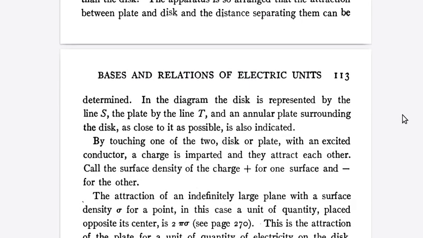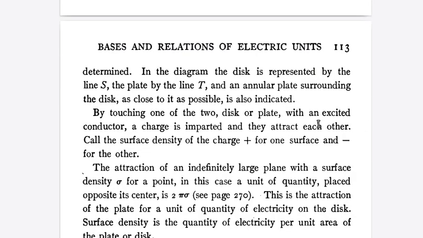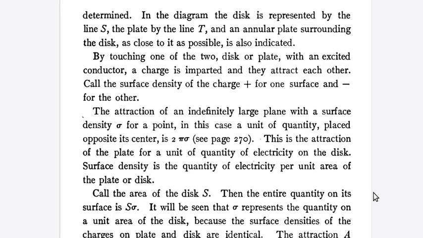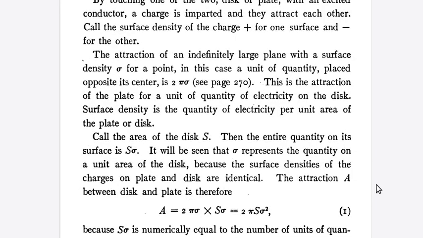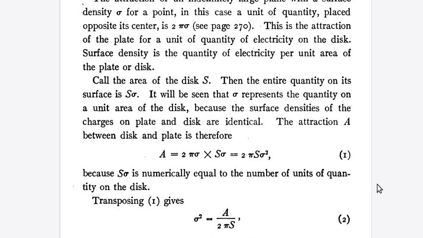By touching one of the two, disk or plate, with an excited conductor, a charge is imparted, and they attract each other. Call the surface density of the charge plus for one surface and minus for the other. The attraction of an indefinitely large plane with a surface density sigma for a point, in this case a unit of quantity, placed opposite its center is 2 pi sigma. This is the attraction of the plate for a unit of quantity of electricity on the disk. Surface density is the quantity of electricity per unit area of the plate or disk. Call the area of the disk capital S. Then the entire quantity on its surface is sigma times S.